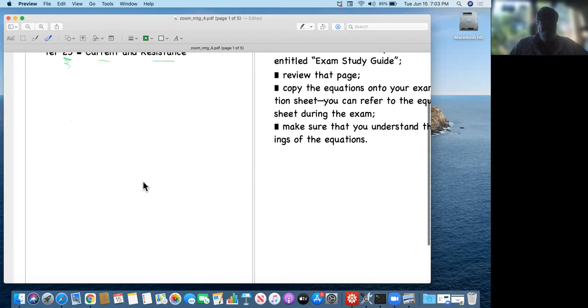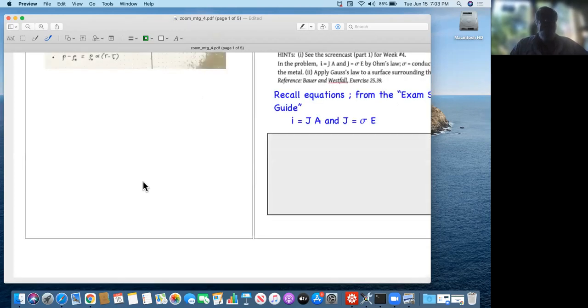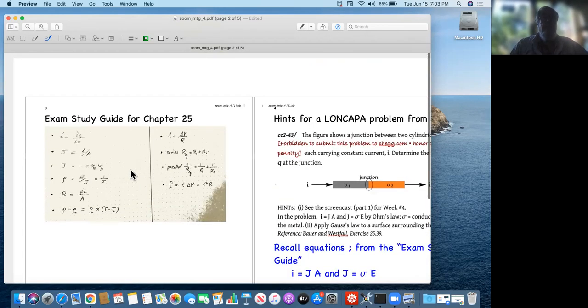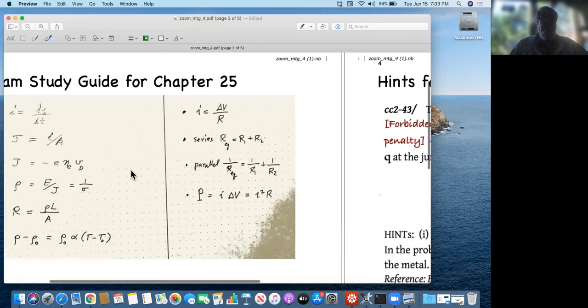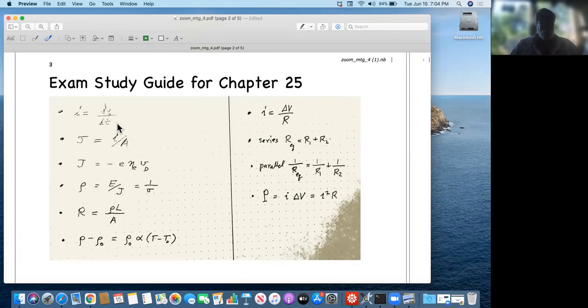So for example, here's chapter 25. Here are the equations that you would find in the exam study guide for chapter 25. What is it? 10 equations. And these are the familiar equations. I is dq over dt, that's the current. J is I divided by A. J is the current density. I is the current. A is the area of the wire.